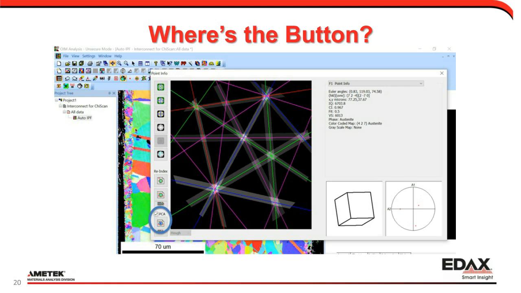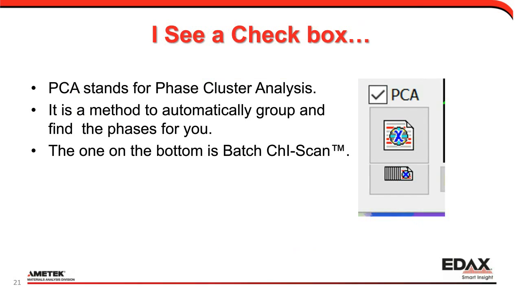And that checkbox is for PCA. What PCA really is, is what we call a phase cluster analysis. Essentially what this does is automatically group and find the phases for you. So we look at your data, we look at the EDS data, look at basic data and say, okay, I'm looking at pixel groups. All these pixels have the same-ish kind of spectra. Because of that, I'm going to call this a phase. So again, it automatically groups and finds these phases for me.